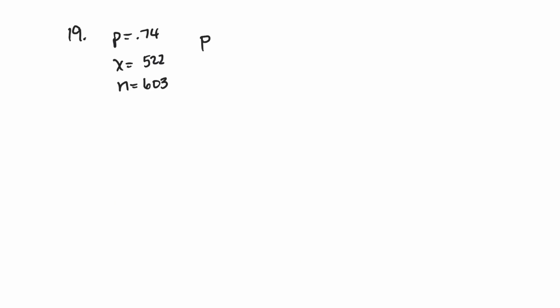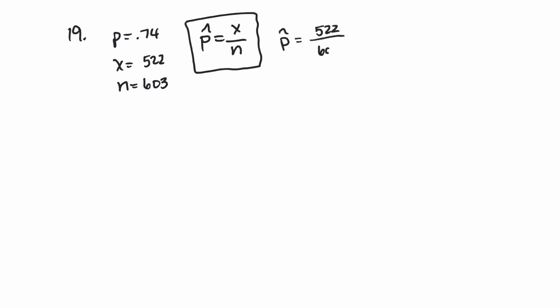Question 19 is a continuation from question 17. They wanted to know if you had a college that had 522 out of 603 freshmen come back, then do they have bragging rights? Well, the first thing I want to know is, what percentage is that? I know that the national percentage, they tell us, is 74% from the problem above in 17.